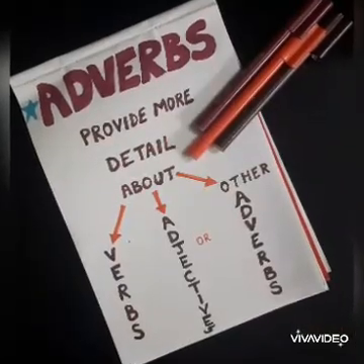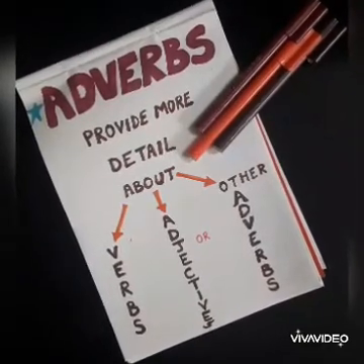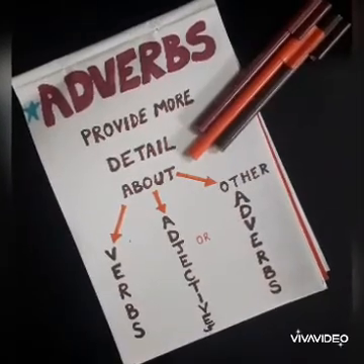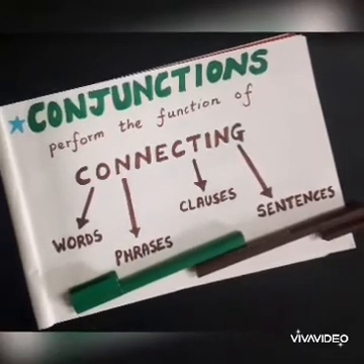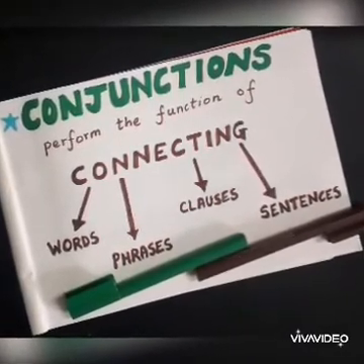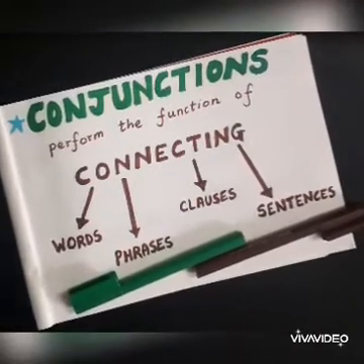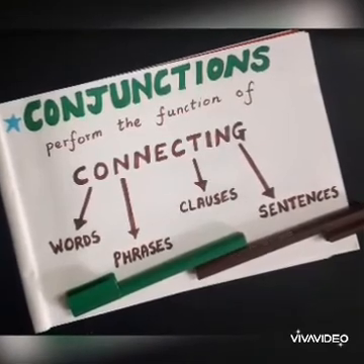Adverbs provide more details about verbs. The word add, verbs, adding to verbs. They also provide details to adjectives or other adverbs. Conjunctions perform the function of connecting, bringing together other words, phrases, clauses, and sentences. Words like and, or, but, because perform that function.